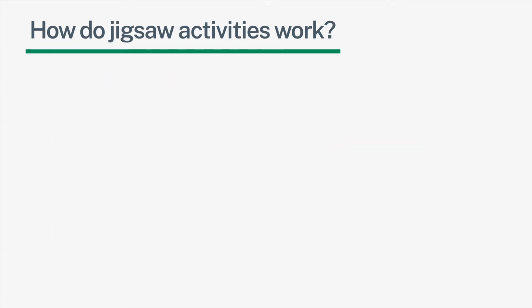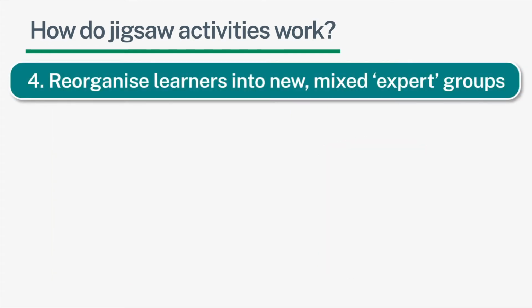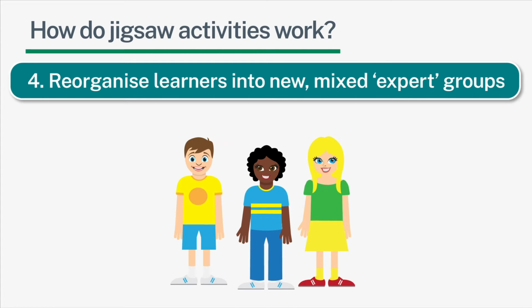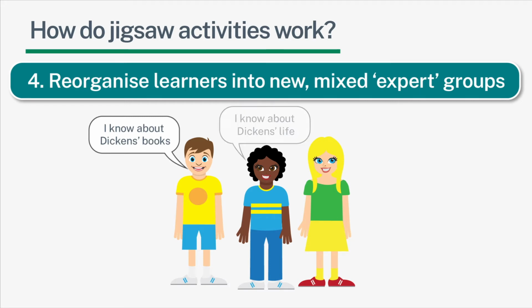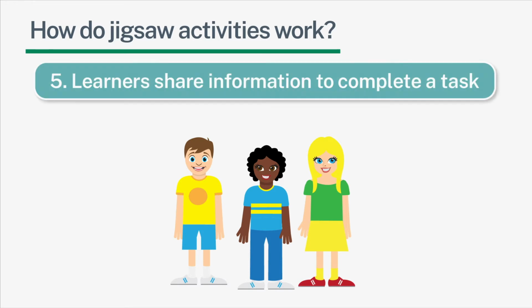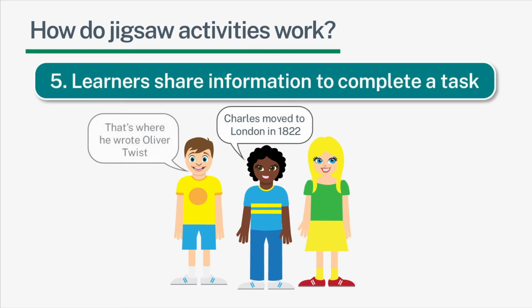After each group has become experts on their topic, the class is then reorganised into new groups of learners, so that each learner in the new group is from a different expert group. In our example, we'd have one learner who knows about Charles Dickens' books, one who knows about important events in his life, and one who knows about the characters. These learners then share their information with other members of the new group so they can complete a task together.